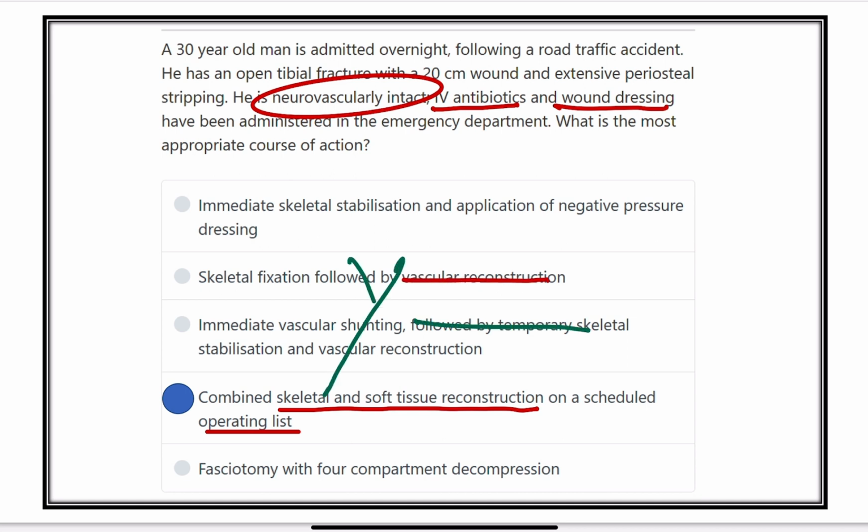Also, immediate skeletal stabilization is not required. And fasciotomy is only done when there is development of compartment syndrome, but here there is no feature of compartment syndrome such as pain, pallor, paresthesia, paralysis and pulselessness, as they are completely intact. So our answer will be combined skeletal and soft tissue reconstruction.